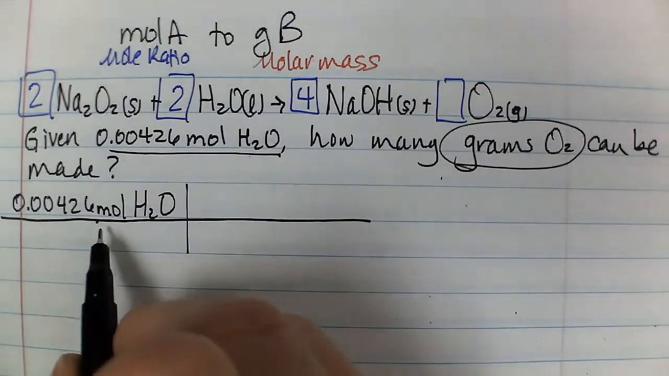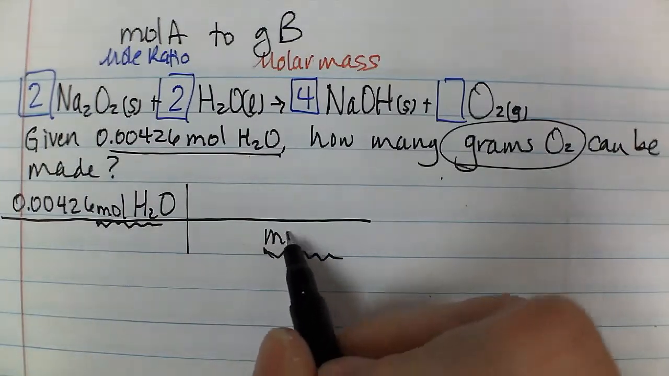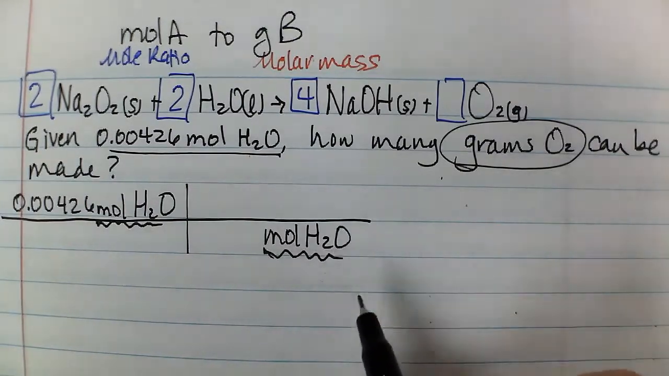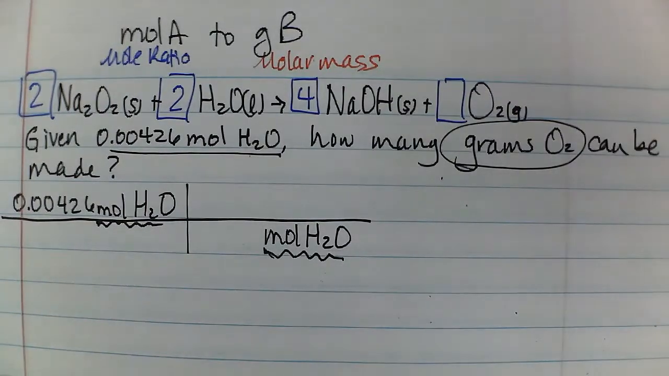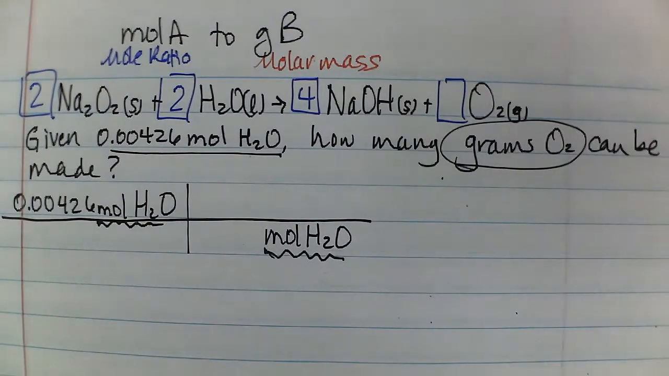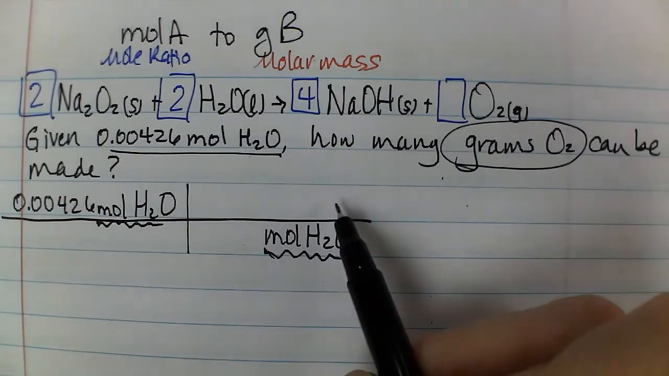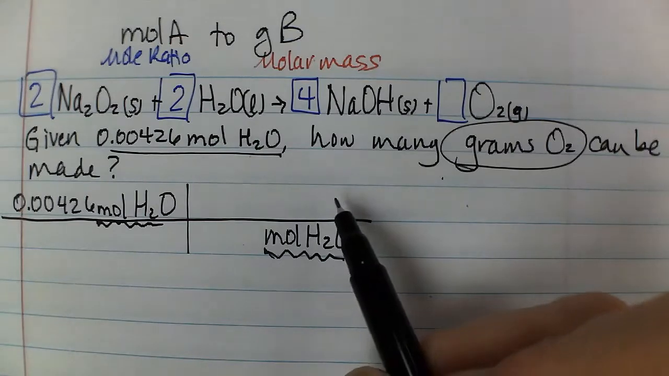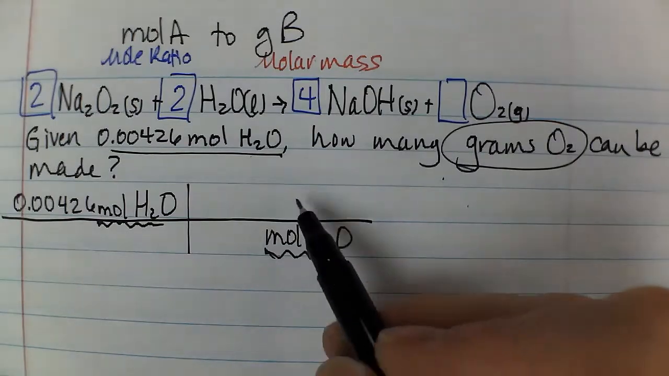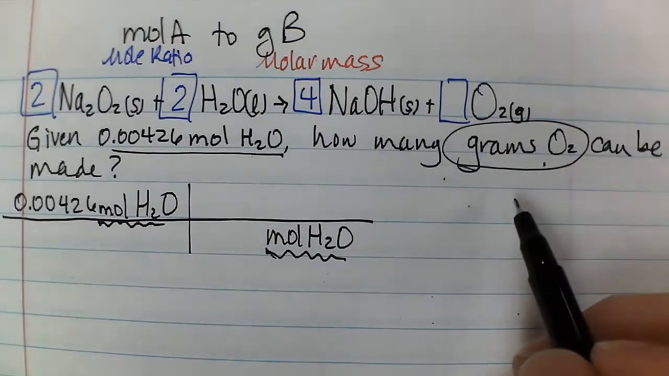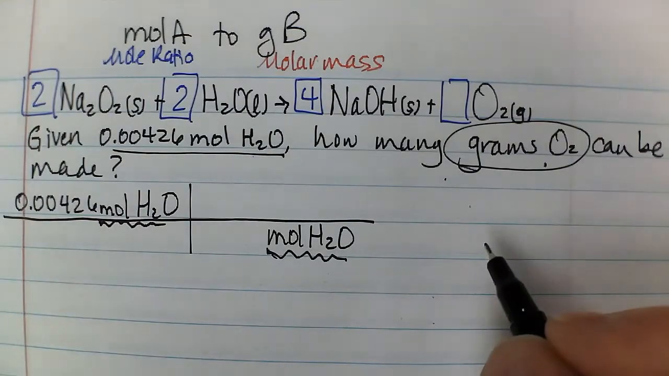So now, again, the first thing I do is take my beginning label and put that on the bottom. Now, if I have moles on the bottom, I have a choice of what label can go on the top. I can either put grams of the same thing, which seems silly because I don't want that. I want to switch from moles of water to moles of O2 so that I can find out how many grams of O2 I can make.